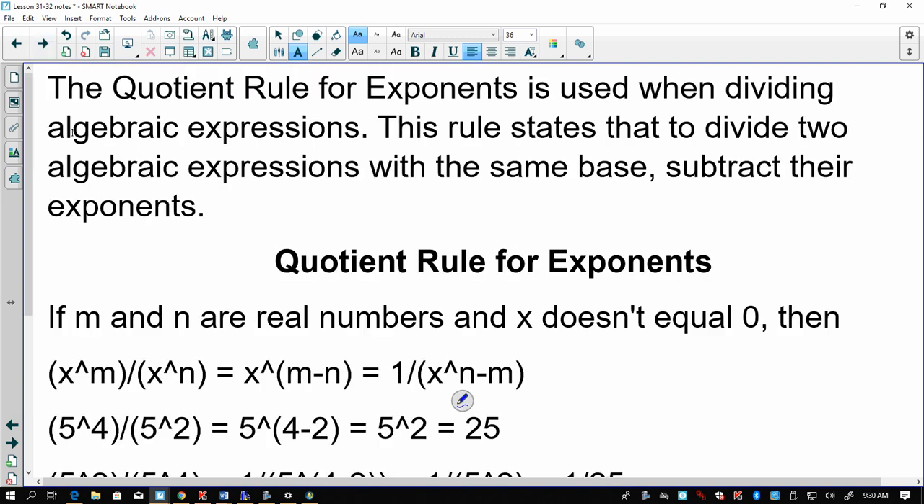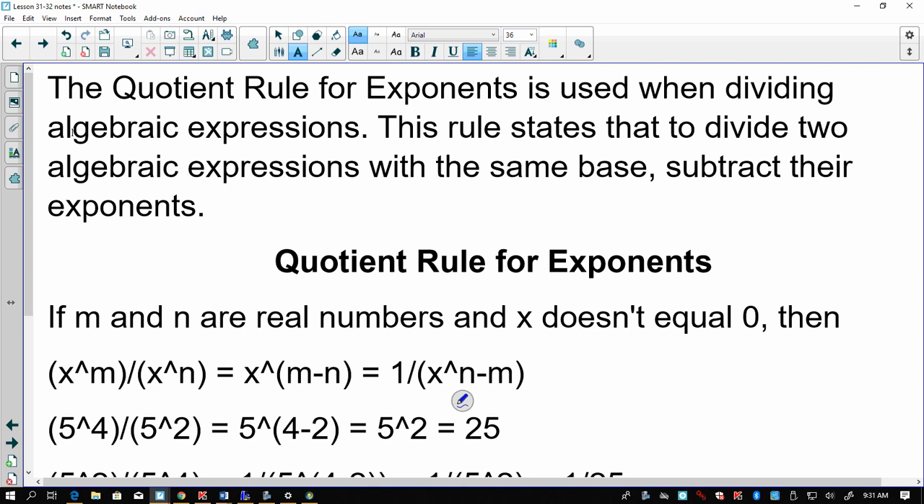Then we have our quotient rule. The quotient rule for exponents is used when dividing algebraic expressions. This rule states that to divide two algebraic expressions with the same base, we subtract their exponents. So if I have a number over a number with the same base, I'm going to subtract them. If m and n are real numbers and x doesn't equal 0, then x to the m over x to the n is x to the m minus n, or 1 over x to the n minus m, depending upon if I'm moving it up or down. Follow me so far?